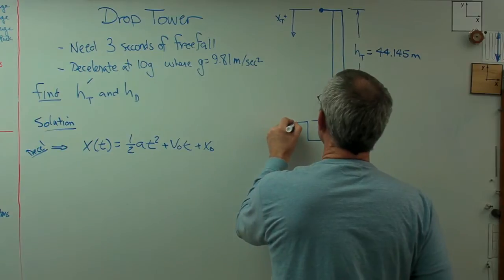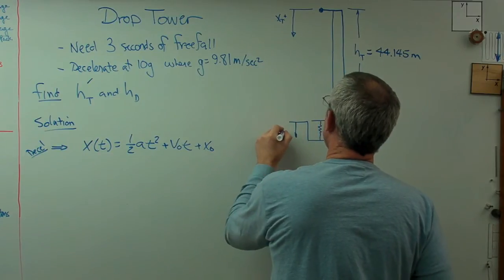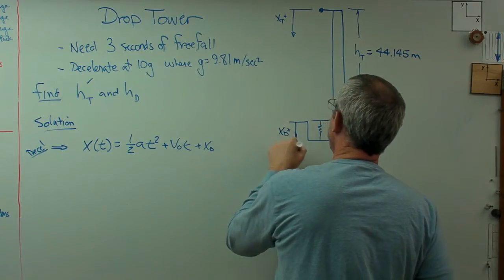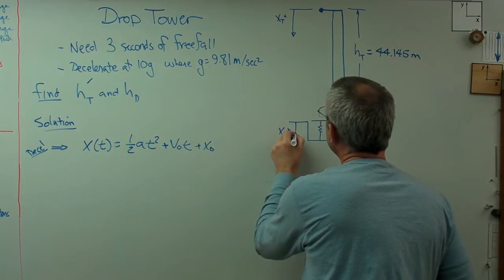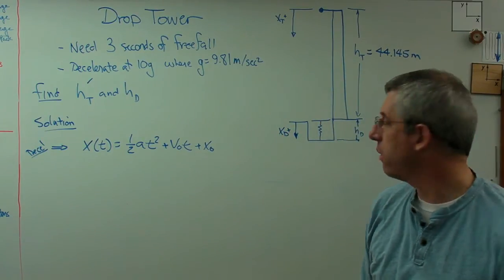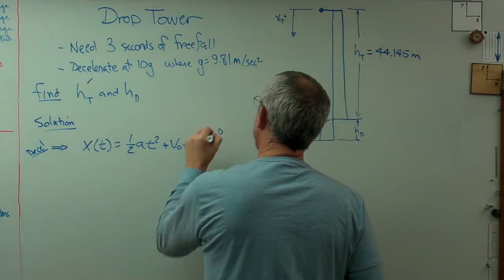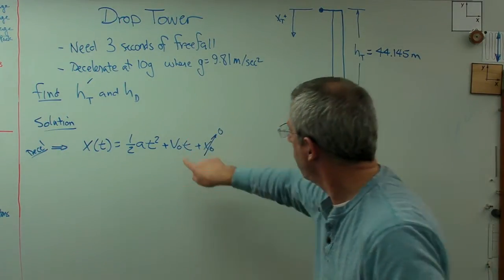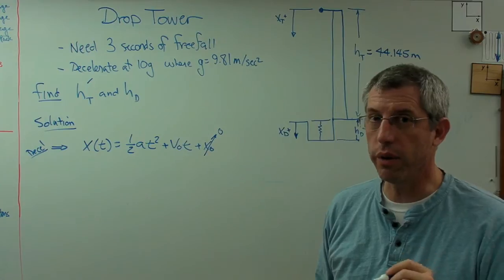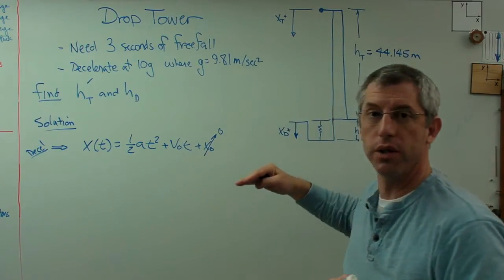Well, let's do this. Now that I'm looking at XD, that's going to be XD positive down. That's a terrible arrow. There we go. Positive down. So yeah, I can still throw that away. That is truly zero. What's V0? It's not zero. It's the velocity right at impact.